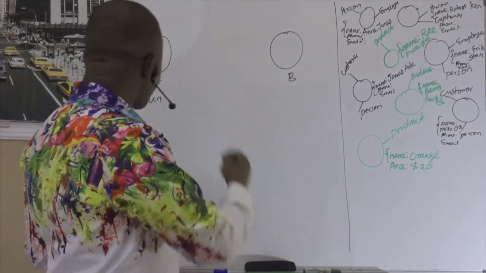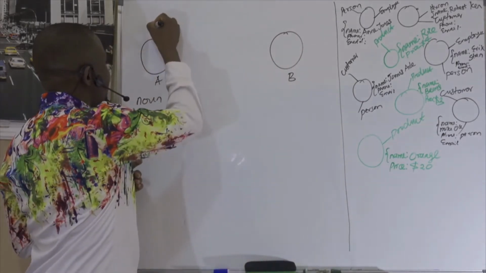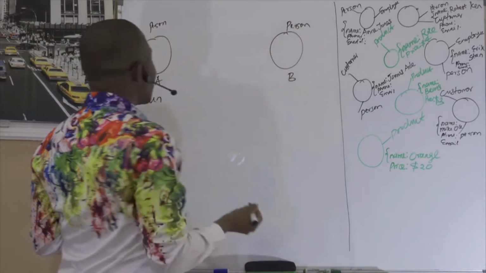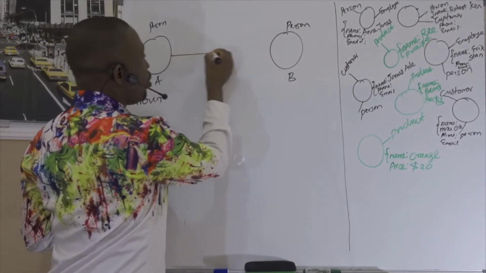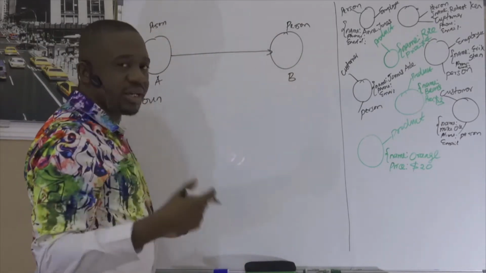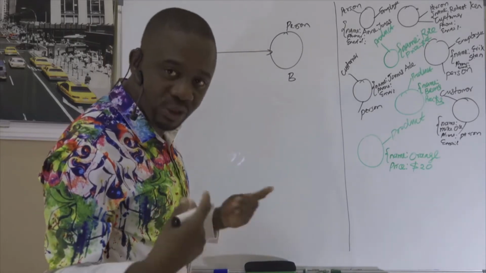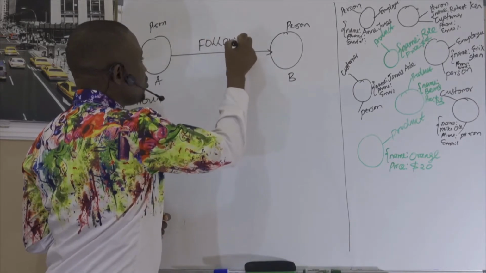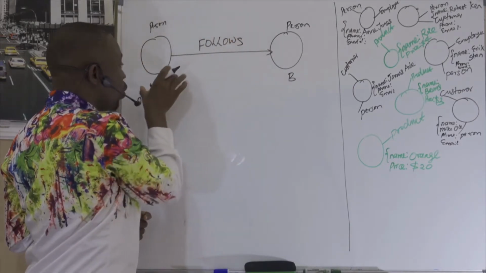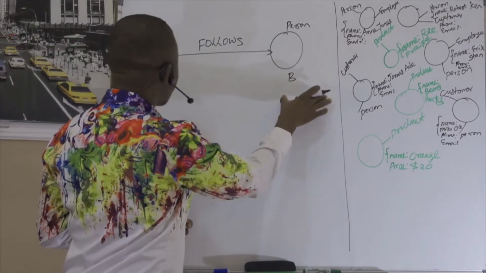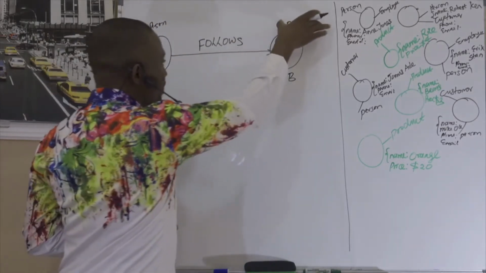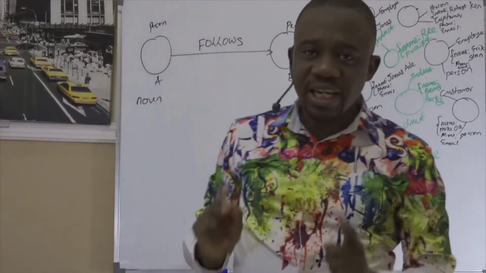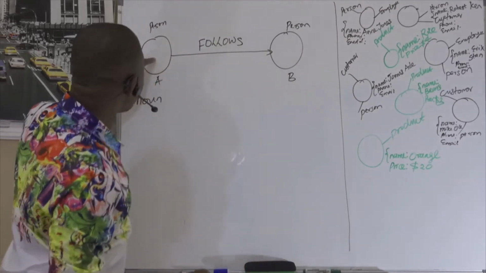Such as, if this is a person node and this is a person node, you can say person A follows person B on Instagram or on Twitter. So put here now, follows. Best to use a capital letter. So node A follows node B. That is, person A follows person B. This follows is a verb.